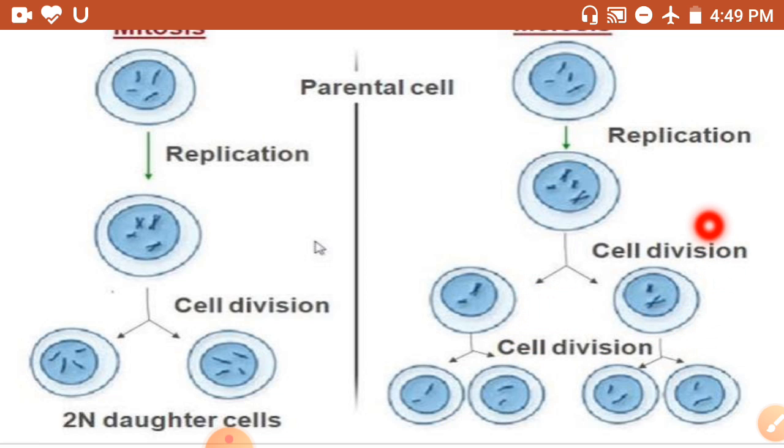So in this cell division, you can see that the mother cell divides. When the cells divide, their chromosomes will be half.